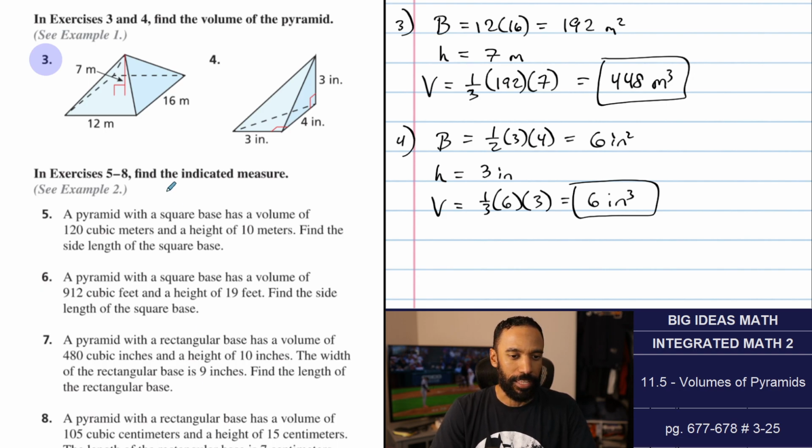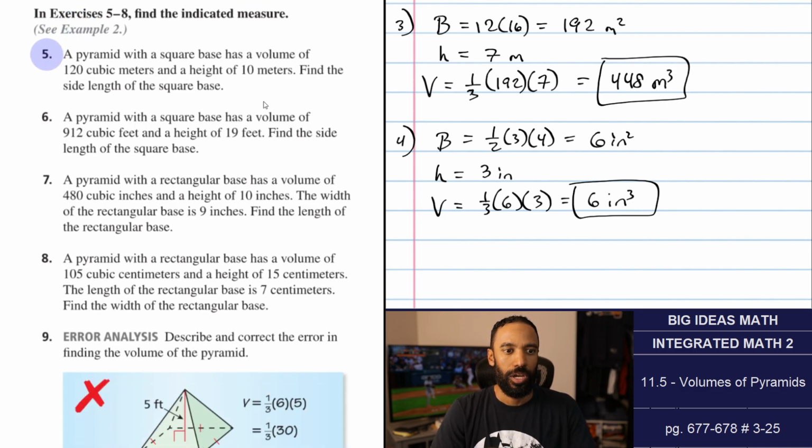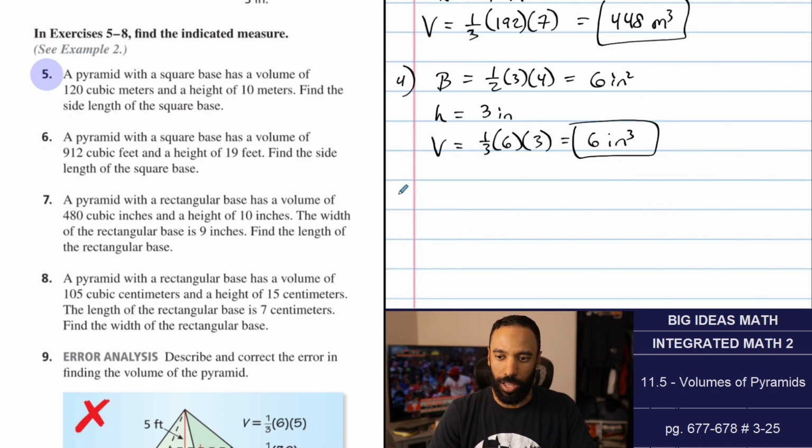And then we kind of get off that. So now we have numbers 5 through 8. I never switched this over, I apologize. Now we have numbers 5 through 8 where we find the indicated measure. We're going to find the side length. So they're jumping off the volume stuff right now. They said you did a lot of practice last time.